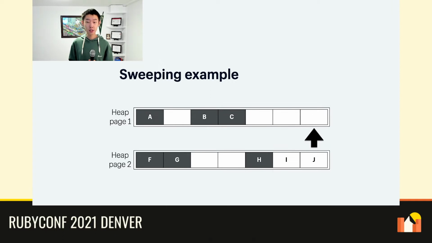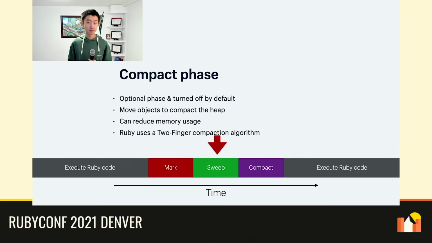We've reached the end of page 1, so let's move to sweep page 2. Again, we move the cursor until the first unmarked object is reached and will free object I. We can continue to move the cursor until we reach the next unmarked object, which is object J. Now that we've swept all the pages, sweeping is complete.